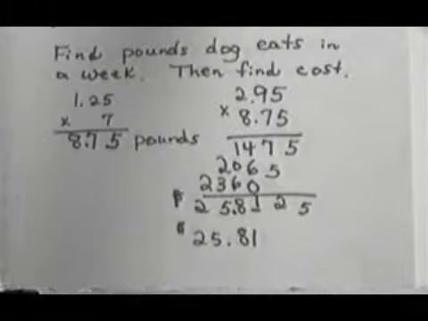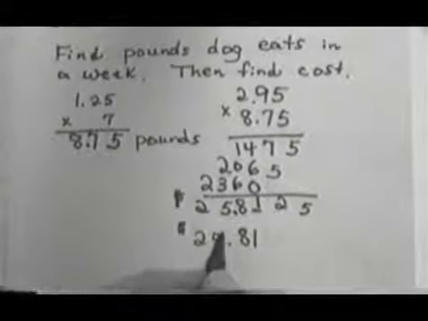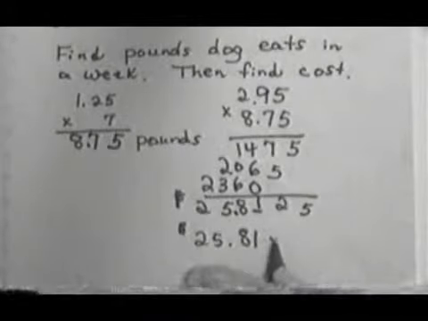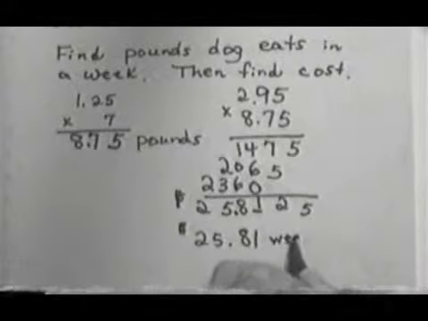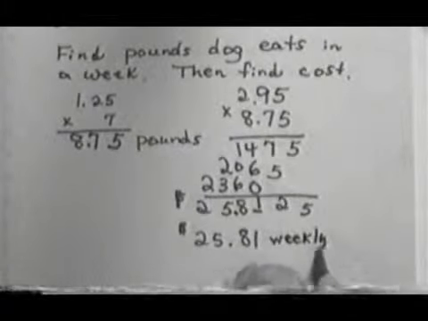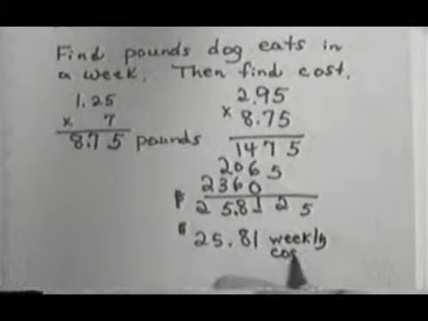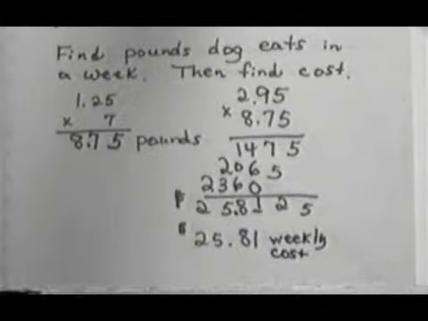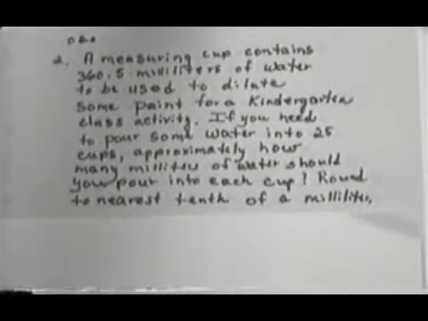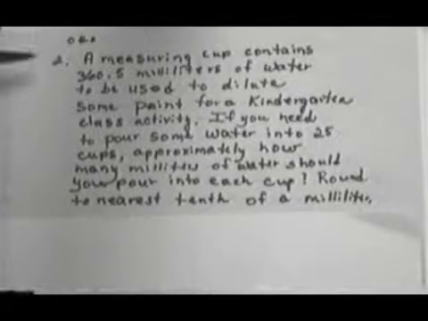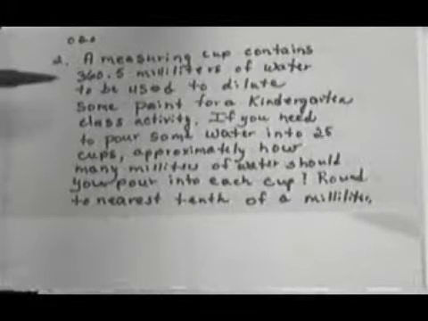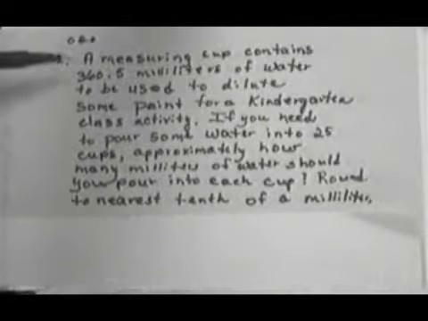So that problem involved multiplying twice to get our final answer. Our next example, this problem looks pretty wordy, but it just took a lot of writing to get it down.